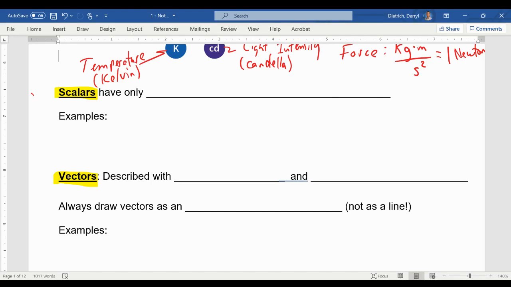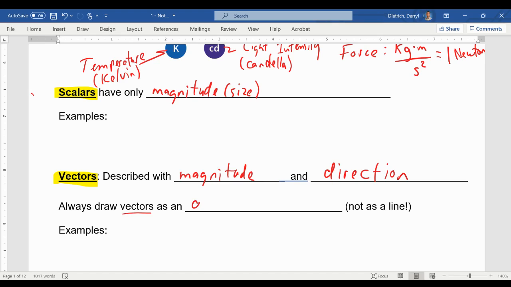Okay, so next we'll talk about the difference between scalars and vectors. Scalar quantities are things that have magnitude only. Magnitude is just a special name for size. So those are quantities that just have a magnitude, whereas vectors are described with both a magnitude and a direction.